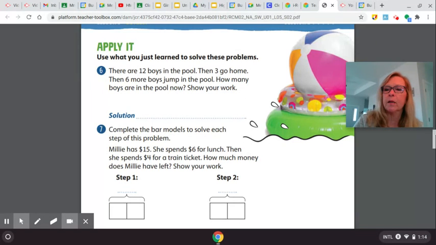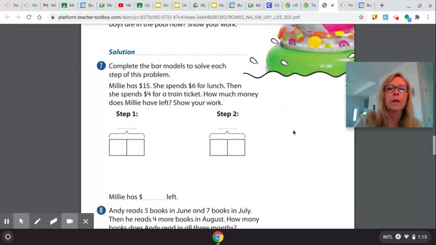So this is the second problem. Millie has $15. She spends $6 for lunch. That's the first part. I have 15. I'm going to take away my 6. I spent that. Then she spends $4 on a train ticket. So I have 15, take away 6. So my number up here is my total. That's my 15.